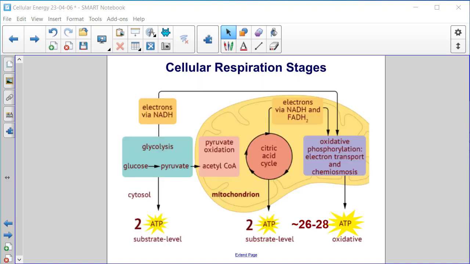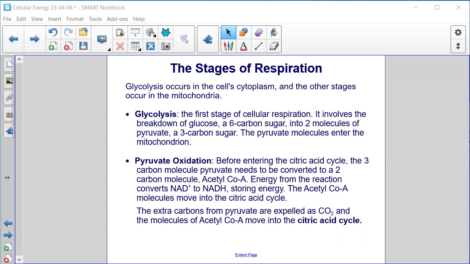Here's a visual of the stages of cellular respiration. We'll discuss each of them in detail in the following slides, but refer back to this image as necessary to see the steps beginning with glycolysis, then pyruvate oxidation, the citric acid cycle, followed by oxidative phosphorylation, which is the electron transport and chemiosmosis. The stages of respiration. Glycolysis occurs in the cell's cytoplasm, and the other stages occur in the mitochondria.